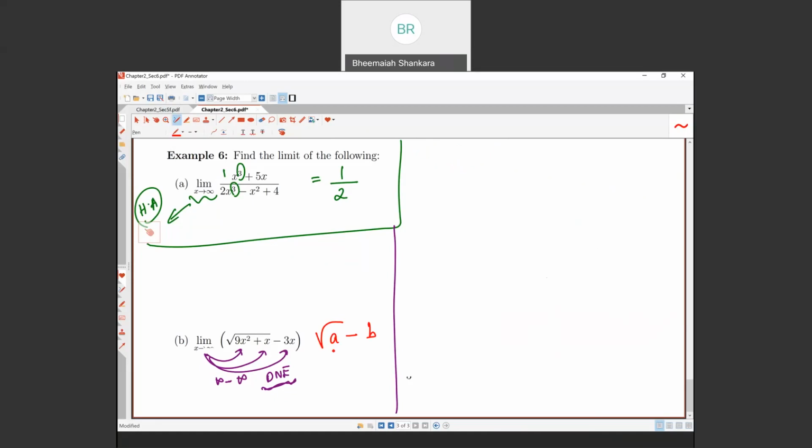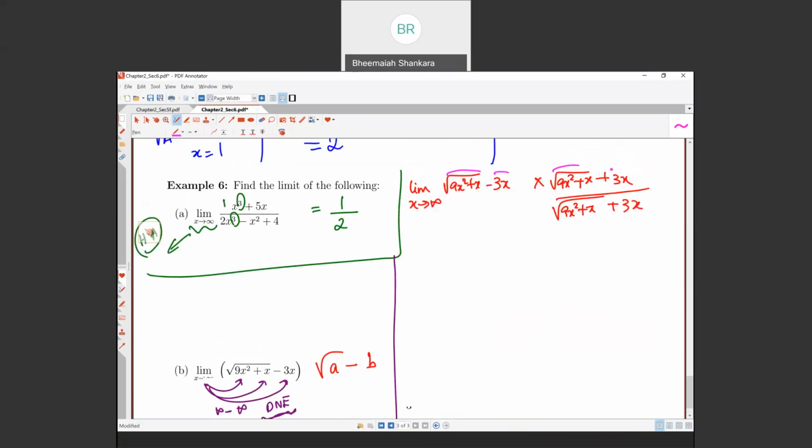When you have such rational terms with irrational square roots, you might always want to do the rationalizing technique, which we learned in one of the limit sections. So let's start by rationalizing this function. This is limit x approaching infinity of square root 9x squared plus x negative 3x. So multiply a similar term with a different sign: square root 9x squared plus x positive 3x, divided by square root 9x squared plus x, and then a positive 3x. Now in the numerator you have the format a minus b times a plus b.